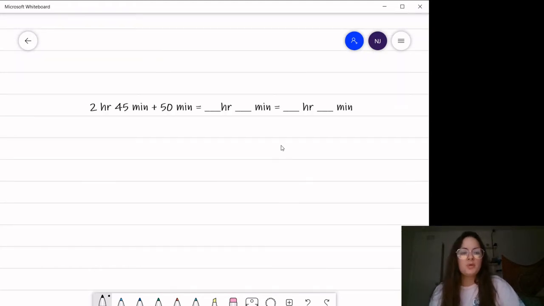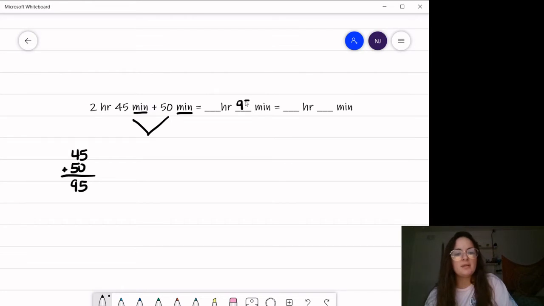So here we have 2 hours 45 minutes plus 50 minutes. Looking at my units, I see that I have minutes on both sides of the addition sign. I only have hours on the left. I do not have hours on the right, so I will not be adding any more hours onto my 2 here, but we might be able to rename some minutes into hours. So I'm going to add my 50 minutes plus my 45 minutes. I get 95 minutes. So 2 hours and 45 minutes plus 50 minutes gives me 2 hours and 95 minutes.